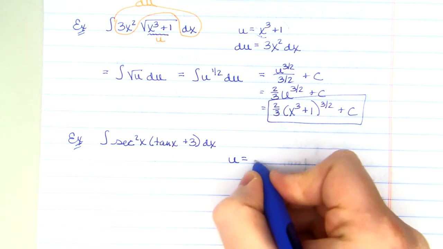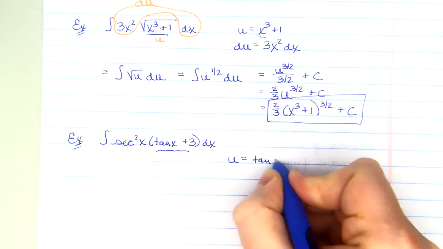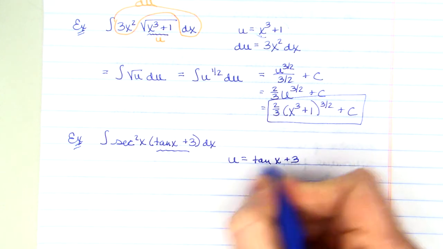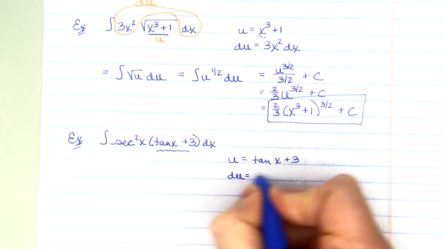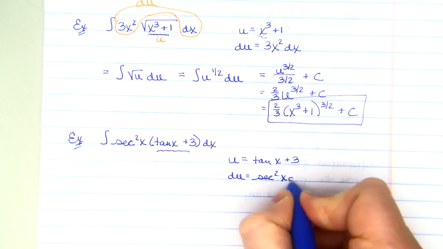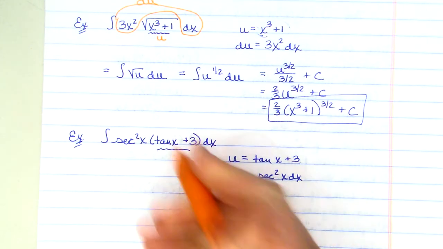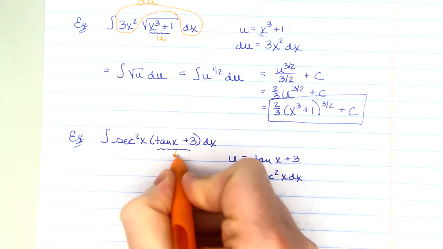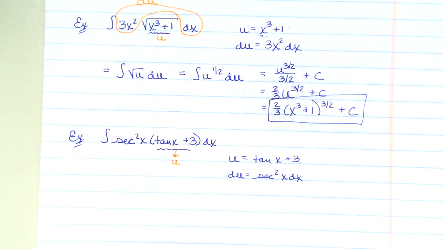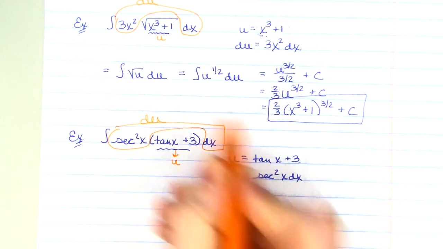If I make u this entire thing over here, if I make u the tangent of x plus 3, its derivative is the derivative of tan x, that's secant squared x dx, plus 3, the derivative of 3 is just 0. I've got everything I want. This thing over here, that's my u. This mess over here, that's my du.